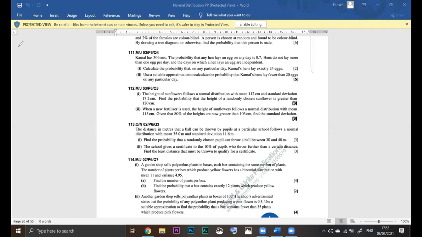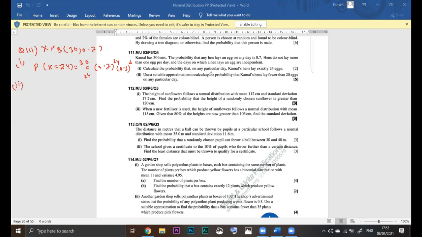This is question number 111, part number 1. X is a binomial variable with 30, 0.7. Now we want to find the probability of exactly 24. Probability of X equal to 24 is 30C24, 0.7 power 24 and 0.3 power 6. This is the answer to part number 1. Now part number 2.